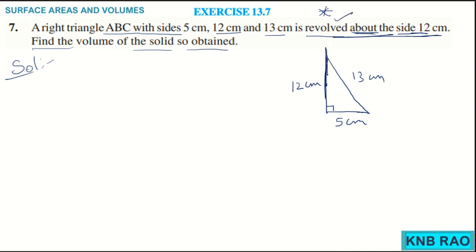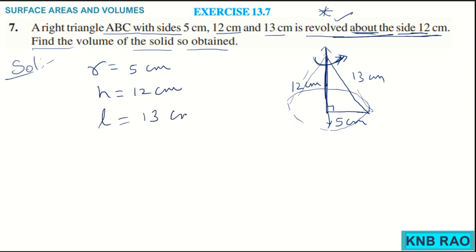That means if I take 12 centimeter as an axis, the triangle is revolving around that 12 centimeter. When it revolves around, it forms a cone shape, isn't it? It forms a cone with radius 5 centimeter, vertical height 12 centimeter and slant height 13 centimeter. Now we have to find the volume with these measures.